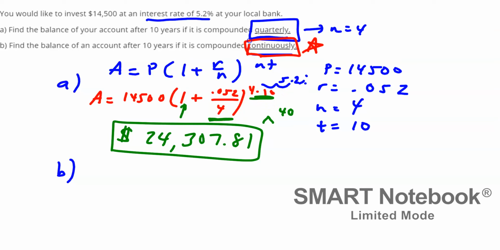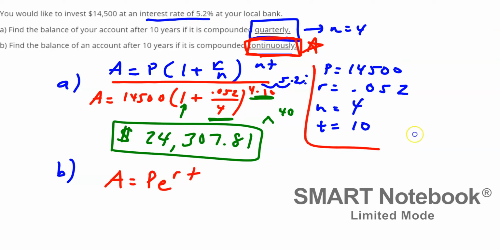The second example, if you would like to find everything continuously, your equation changes a bit. This is if you're dealing with monthly or quarterly or semi-annually or weekly. But as soon as you see the word continuously, which means the money is constantly compounding, it becomes this equation: A equals PERT, P-E to the R-T. So everything is the same from this information.